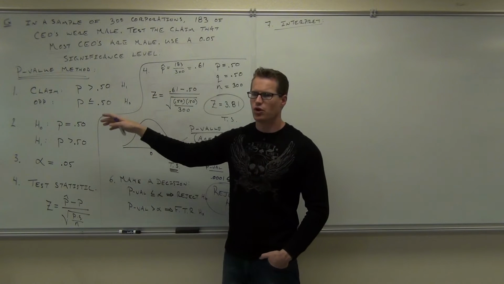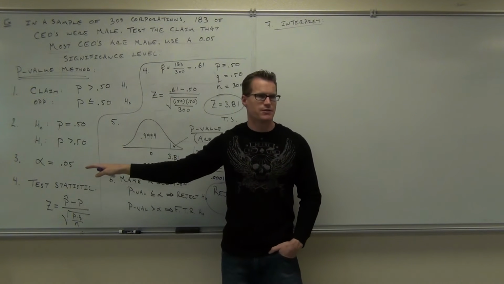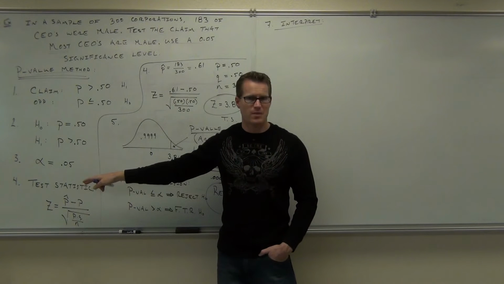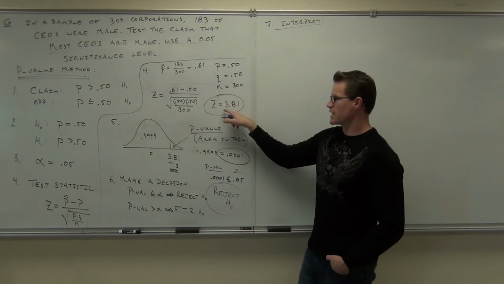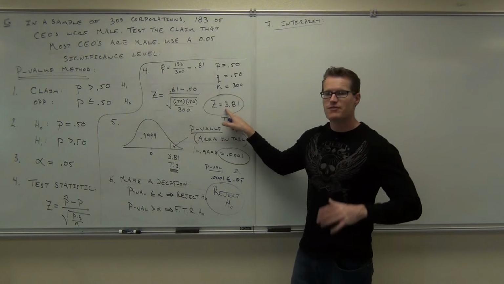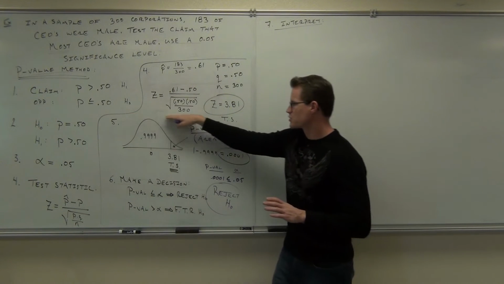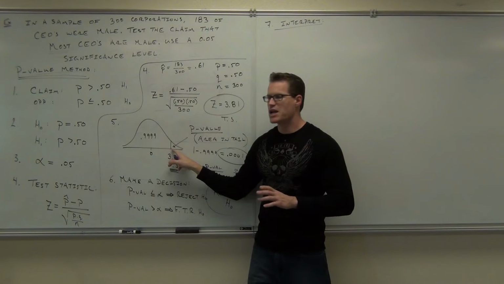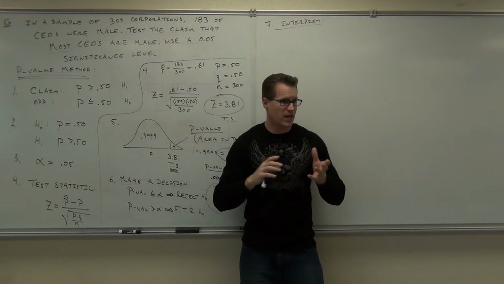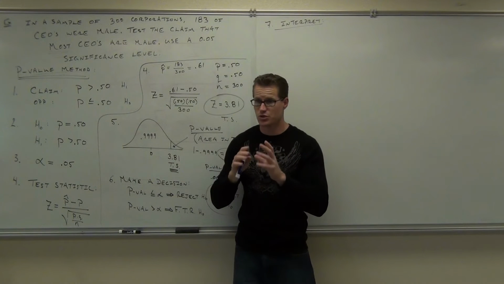So claim opposite, got it. H sub 0, h sub 1, no problem. Alpha, very easy, it's given to you. Test statistic, it's the only place you do math. Right there. That's it. That's math. You get your test statistic. With a p-value method, this is where it changes. Traditional is going to change after this. With a p-value method, you put this on your chart, and you look up the area in the table, depending on whether you're a left tail or a right tail or a two-tail test.